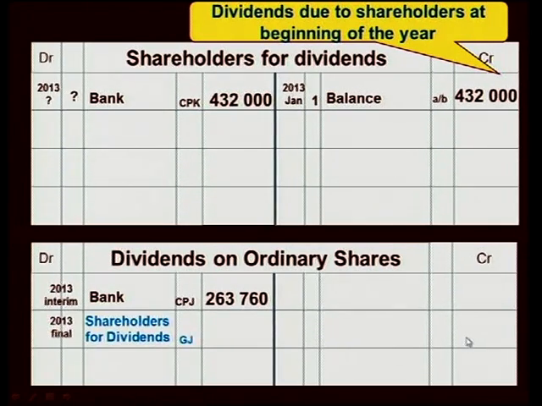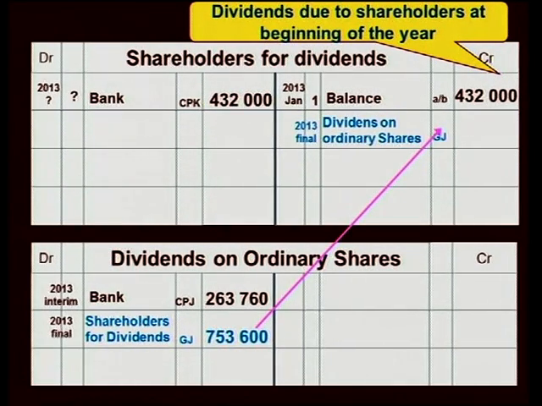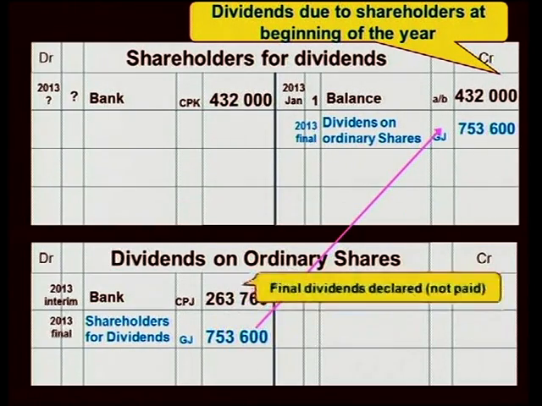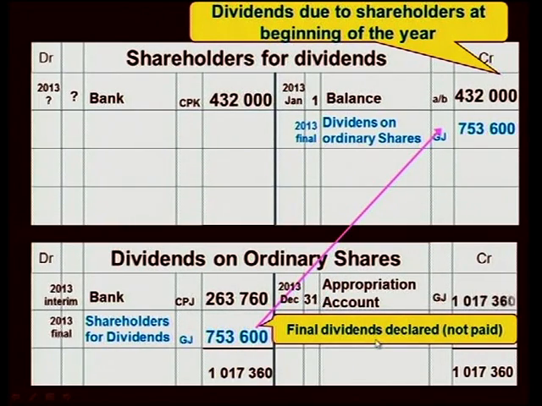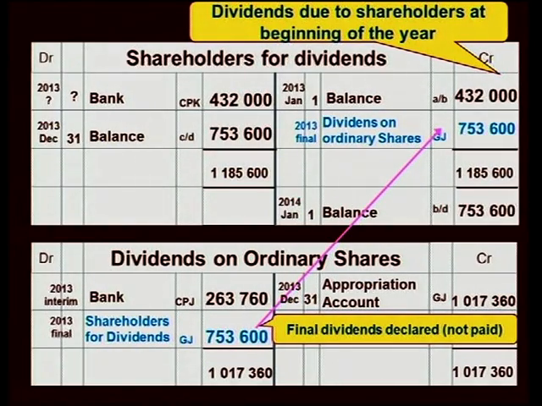Okay. Then they declared a final dividend, and we did this last time. That final dividend, of course, is owed to the shareholders at the end of the year. I say there that the final dividend was declared, but it wasn't paid yet. And if I complete this, I know that the total dividends that goes to the appropriation account is 1.17 million. And I can complete the shareholders for dividends account. And at the end of the year, I know that 753,600 Rand is owed to the business.